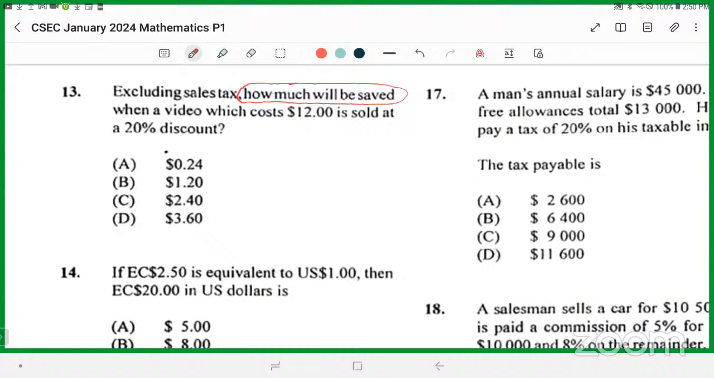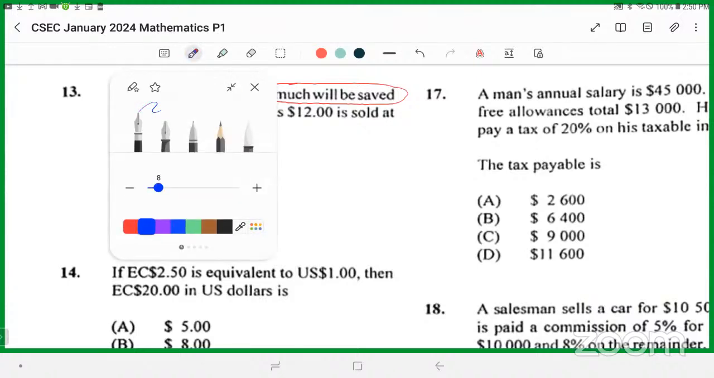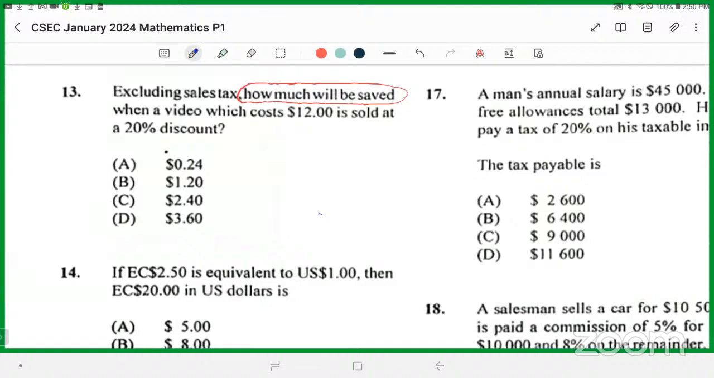The amount that will be saved is the 20%. So the answer for this question is the 20%. So you'll be saving 20% of $12, which is $1.20. So you're going to be saving 20 over 100 times $12. That's what you're saving.